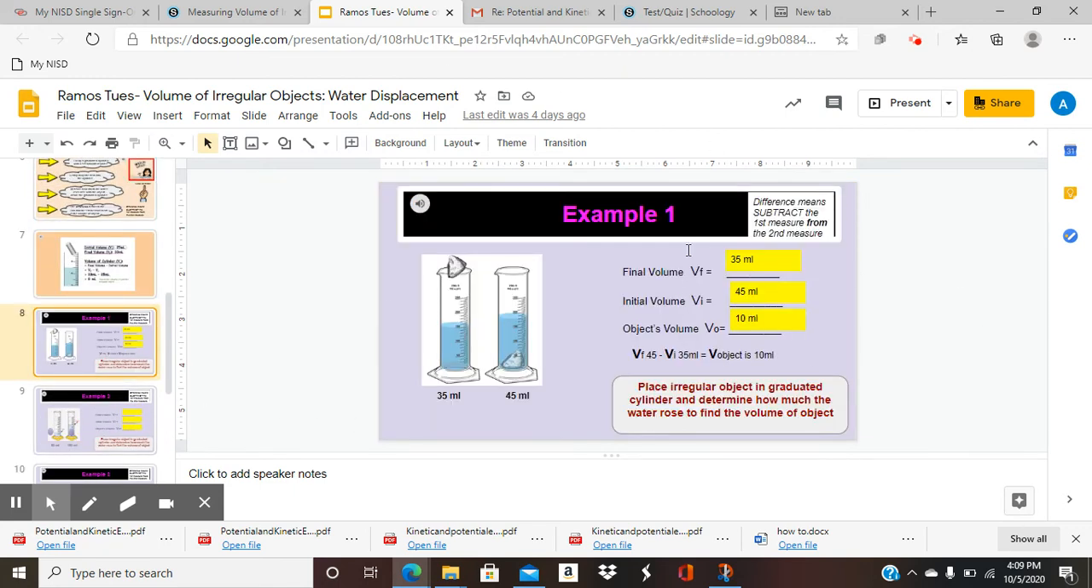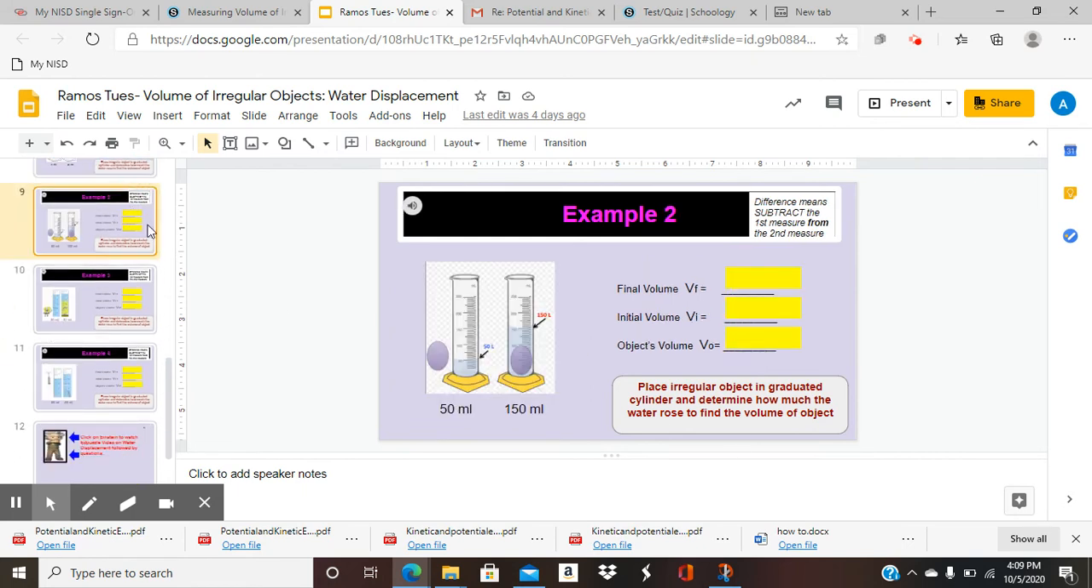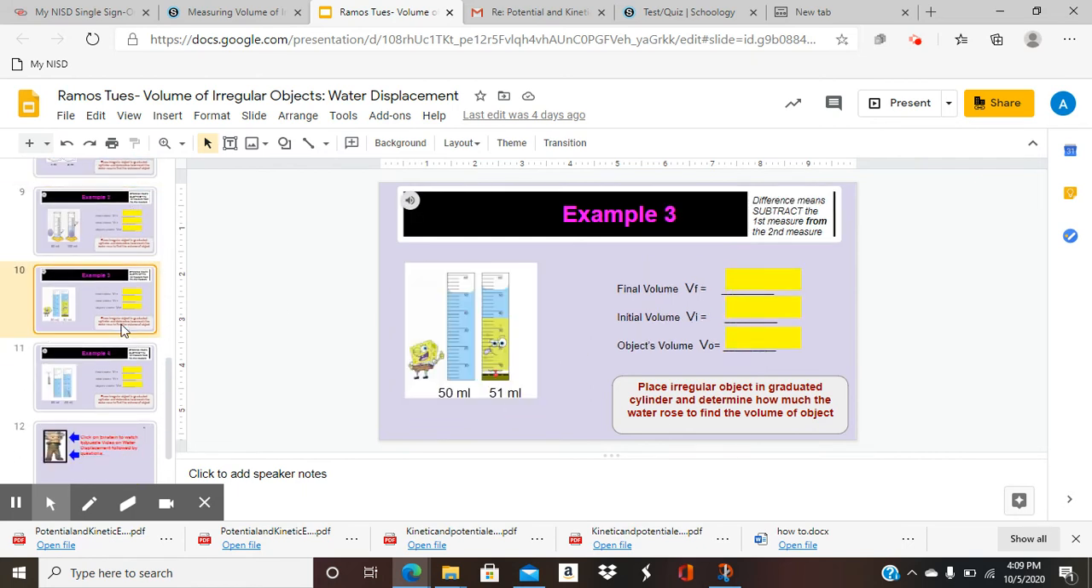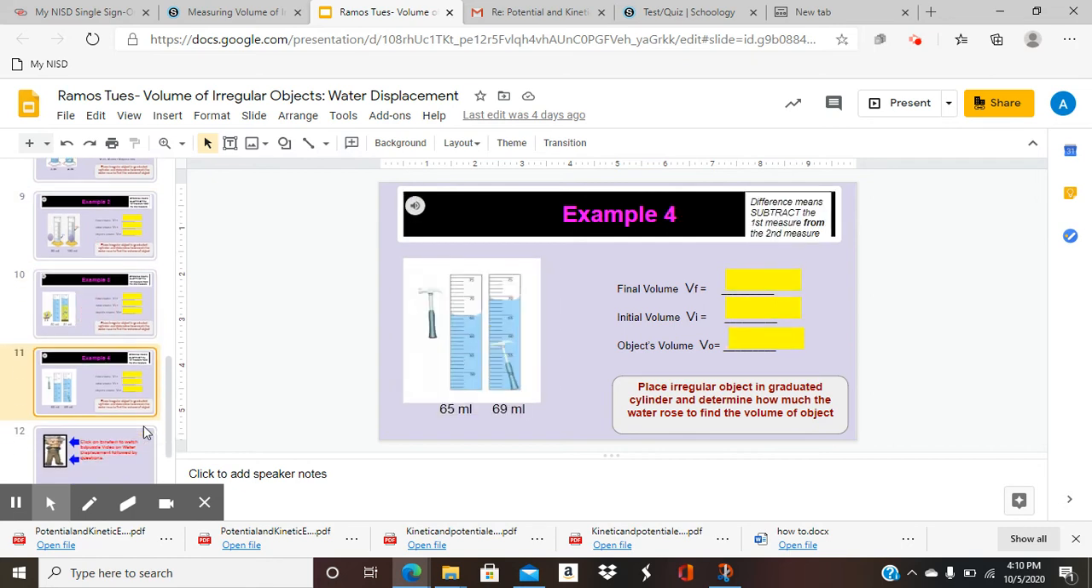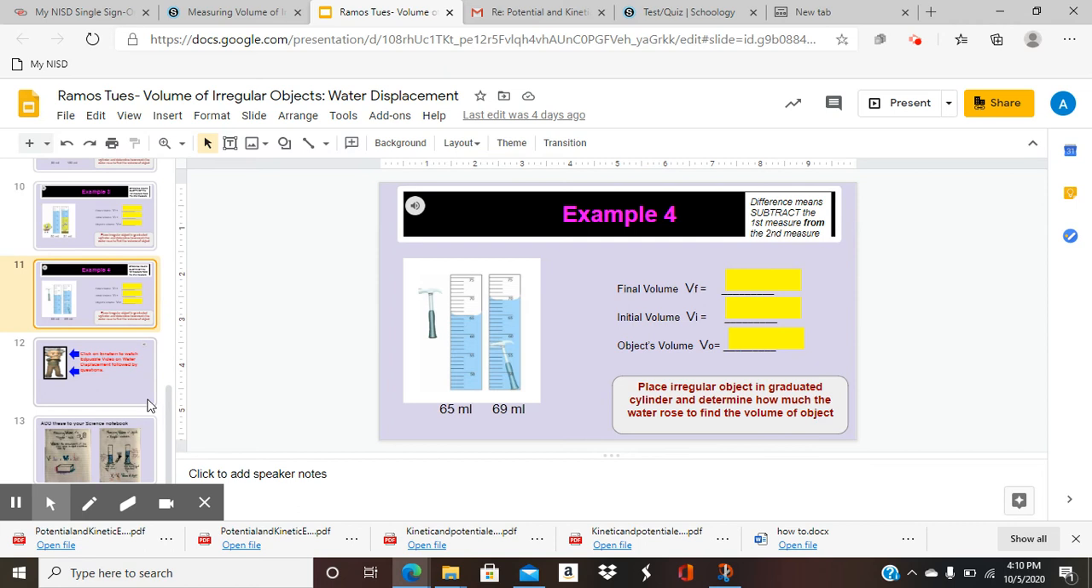And these are some practices that you're going to try on your own. Slides number 8, 9, 10, 11 are practices that you're going to be trying on your own. So you're going to get the final volume minus the initial volume, and that will give you the object's volume. So try that on your own.